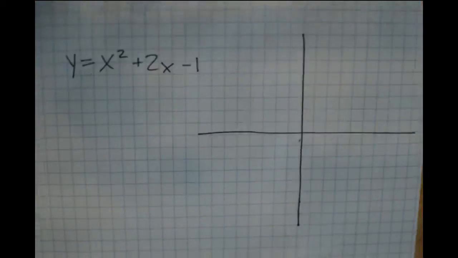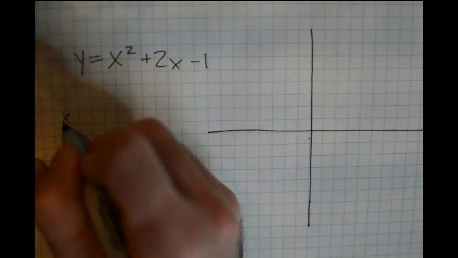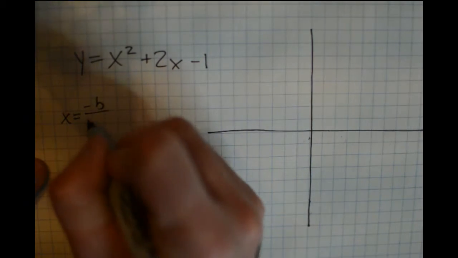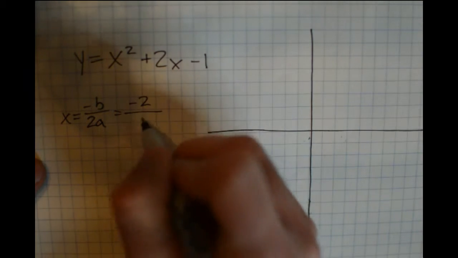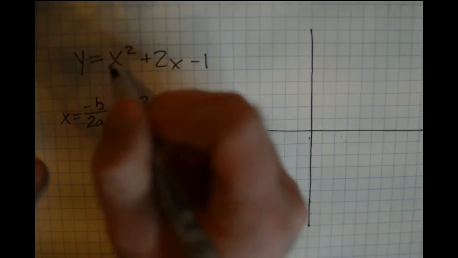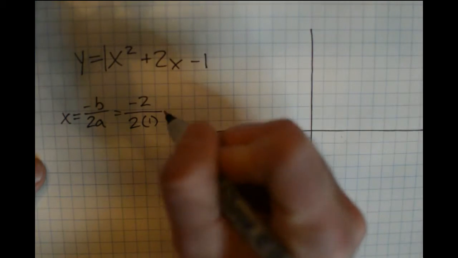So that's what I want to do first. I want to find that axis of symmetry. So x equals -b over 2a. Well, in this case, b is 2, so I'm going to have -2 over 2 times a. Well, there's not anything in front of x squared, so it's implied that there's a 1 there. So 2 times 1.